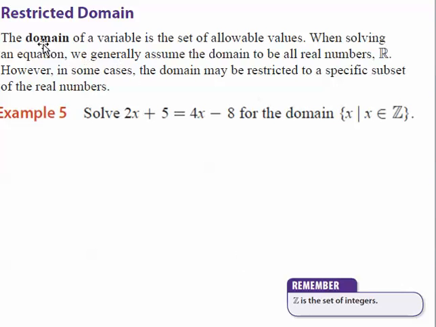Okay, so it says the domain of a variable is a set of allowable values. That means that we can only allow certain numbers for the variables. So in this case, the x is an element of z. And remember, z stands for the set of integers. Now, why it's a z, I have no idea. I'm sure it has something to go back to Latin. But integers are z. So our answer has to be an integer. Okay, so let's see what we're going to, oops, I don't know what I was doing.